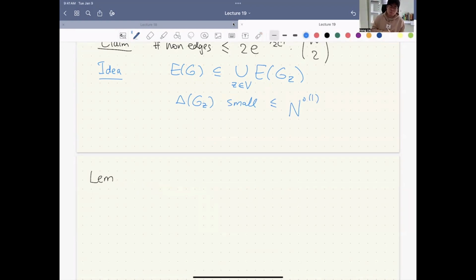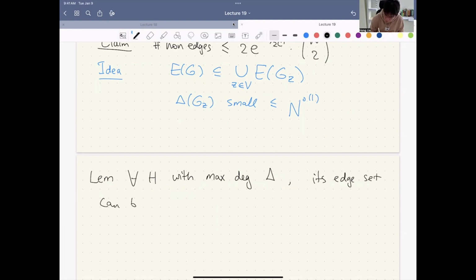If it's small, it's easy to prove that for every graph with small maximum degree, its edge set can be covered by a small number of induced matchings. Here is the lemma: any graph H with maximum degree delta has its edge set covered by at most 2 delta squared induced matchings.